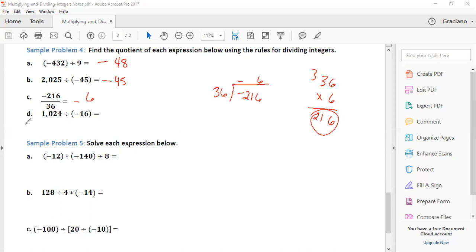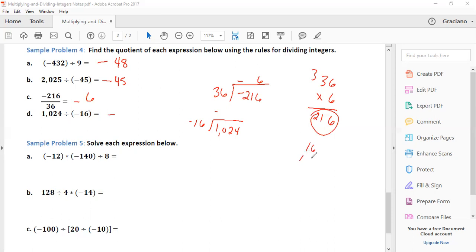And for letter D, we are dividing a positive number by a negative number, so I know that my answer will be negative. We're going to do 16 into, or negative 16, excuse me, into 1024. My answer is going to be negative. I'm going to indicate that already. So I need to know how many times does 16 go into 102? 16 should go into 102 about 5 times.